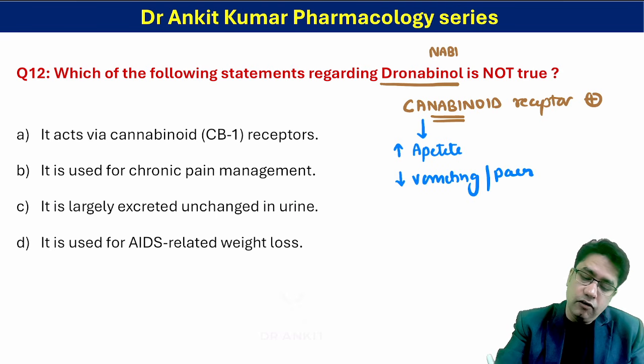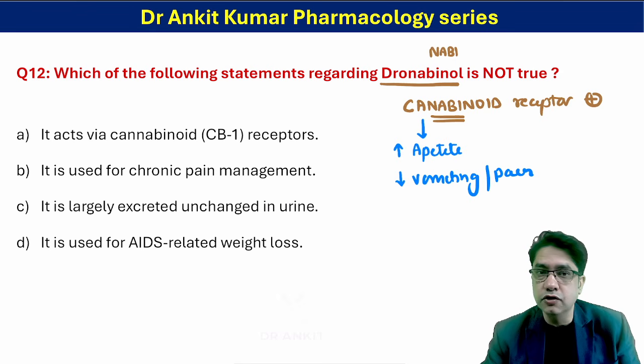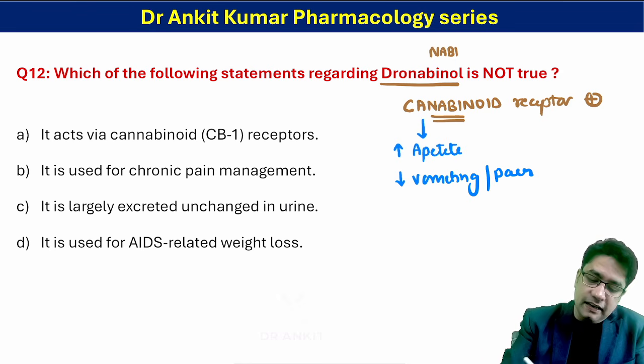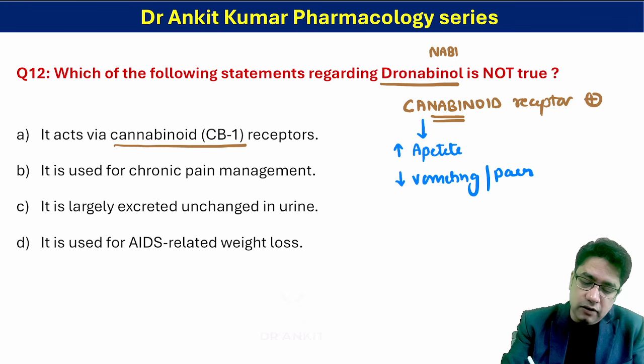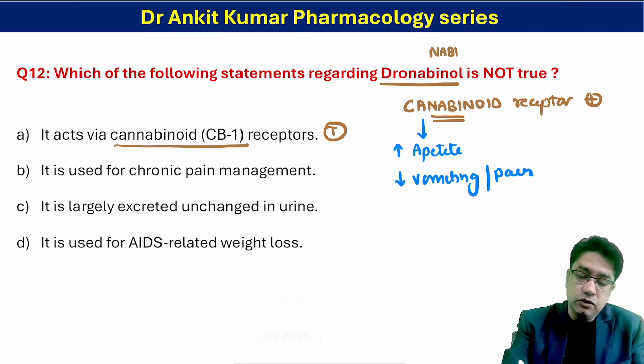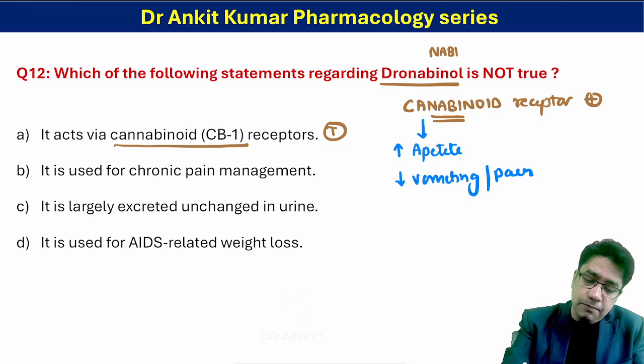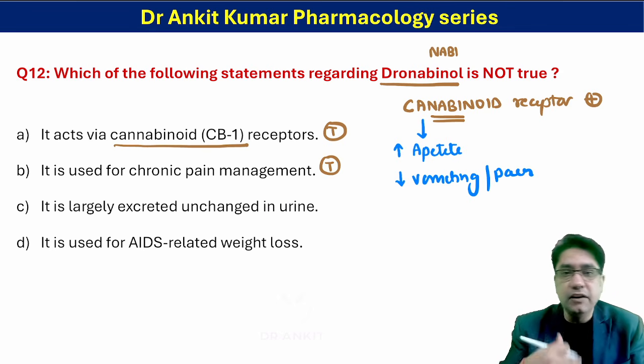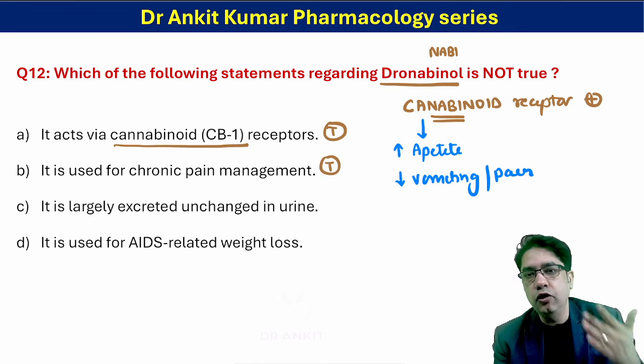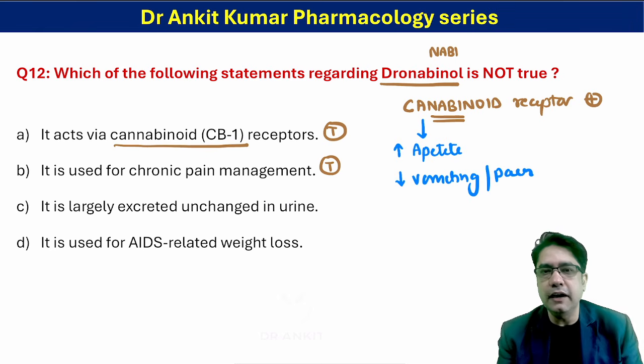So cannabinoids have a lot of good effects in the body. Let's see these options one by one. It acts via cannabinoid 1 receptor agonist. Yes, it is a true statement. It is used for chronic pain and pain management. Yes, it can be given for pain, like neuropathic pain, but right now it is not approved.